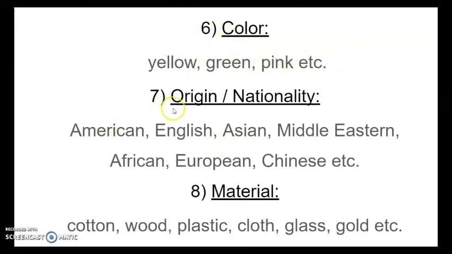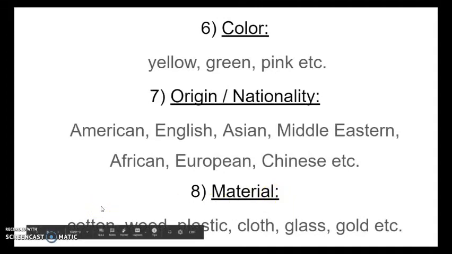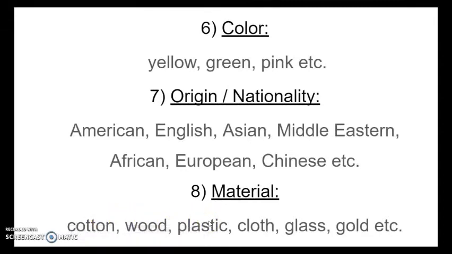The seventh position is those adjectives for origin or nationality. For example, American, Colombian, English, Asian, African, European, Chinese. Those go in seventh position. The eighth position goes with the adjectives of material. For example, the material that something is made of. So you find, for example, cotton, wood, plastic, clothes, glass, gold, etc. All those materials are also adjectives in English. So pay attention to that. They go in the eighth position.